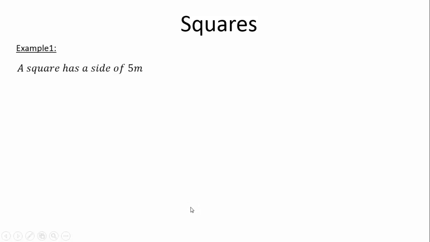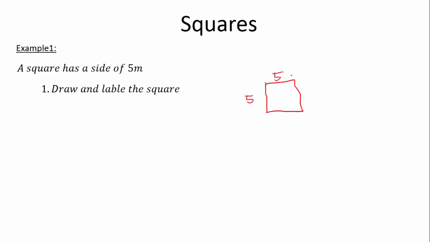Let's have a look at an example. A square has a side of 5 meters. Draw and label the square. Okay. We're going to simply draw our square here. Oops, not a very good square. There's a 5, a 5. Squares obviously all have right angles and straight lines. Nothing funny like that. Right angle, right angle. There we've drawn our square. You don't have to draw the right angles.